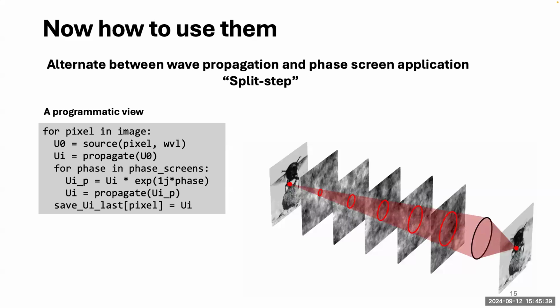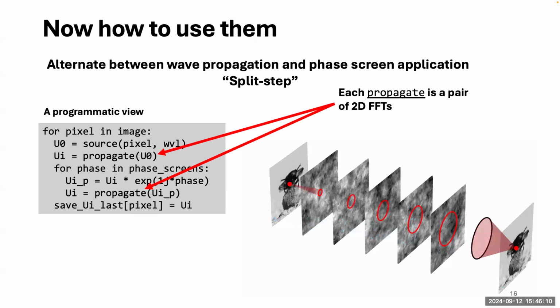Then I'll do a multiplication, e to the power j phase, with this phase screen. And then I'll go from here to the next phase screen, multiply by the next e to the power j phase, and then propagate again, and so on. Now, one thing I want to highlight is that for every pixel in the image, I have to do this over and over. So I have to put a point source, propagate it all the way through sequentially. Put another point source, propagate it all the way through sequentially. And there's an important thing to know.